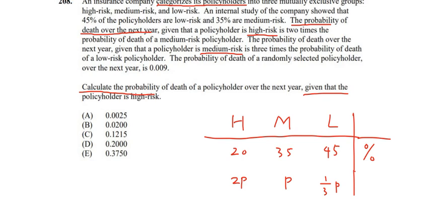So what do we want to find? We just want this probability given high risk. We just want to find 2P, given that the policyholder is high risk. So we want to find what 2P equals.